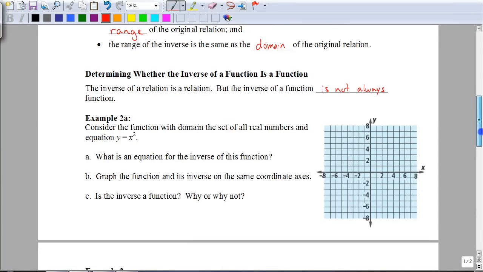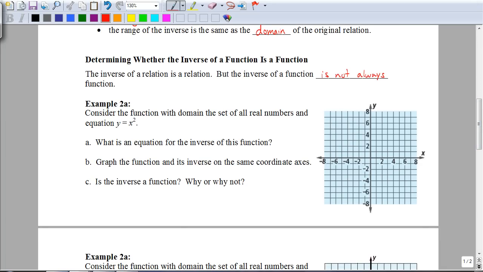Okay, let's look at another example, this time dealing with the graph. So it says, consider the function with the domain of the set of all real numbers in equation y equals x squared. So remember, the graph for y equals x squared is going to be the shape of a parabola with a point 0, 0. When I put 1 in for x, I'm just coming up with a simple graph here.